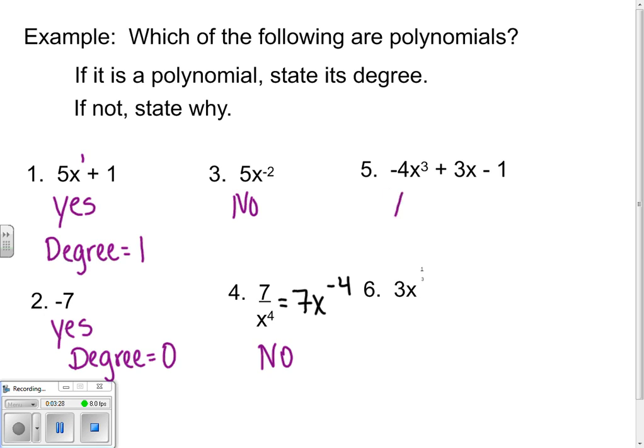Number 5 is a yes. It's a whole bunch of monomials added together, whose degree is 3. And that's because of the little 3 in the air there, not because of the big 3 in front of x. 3 is the highest exponent available. And number 6 is a no, because you have a fractional exponent. You cannot have fractional exponents.